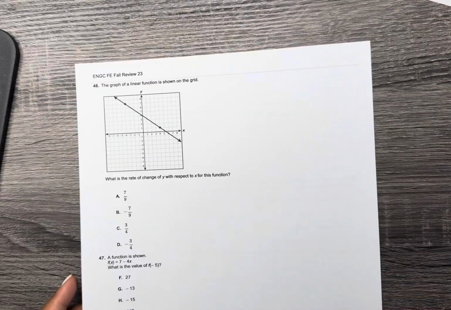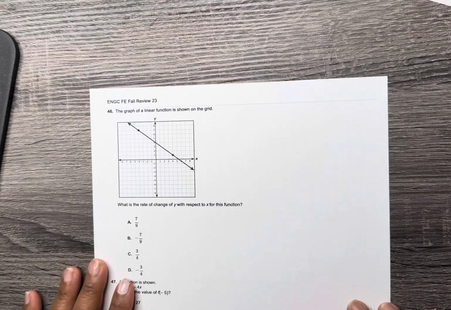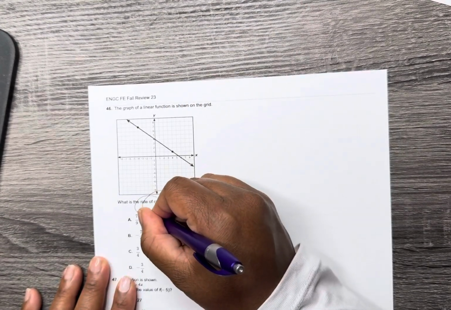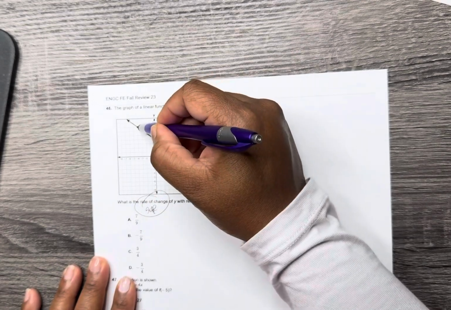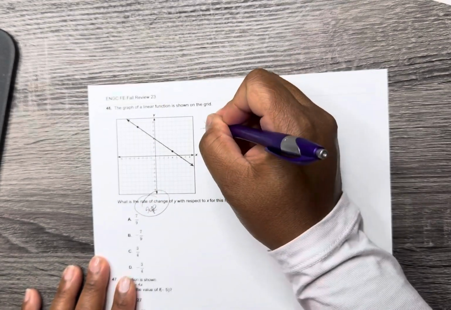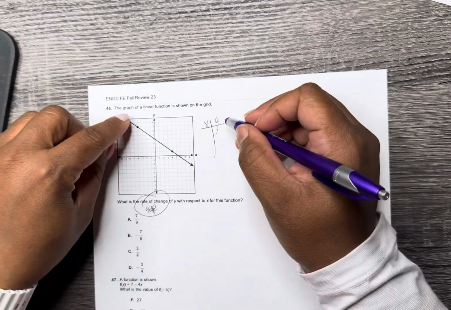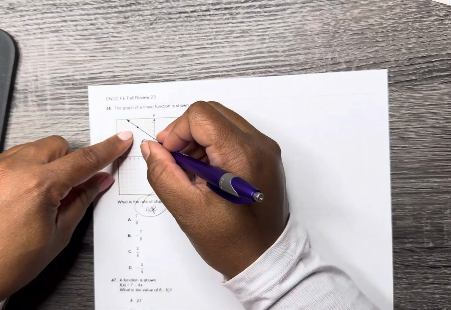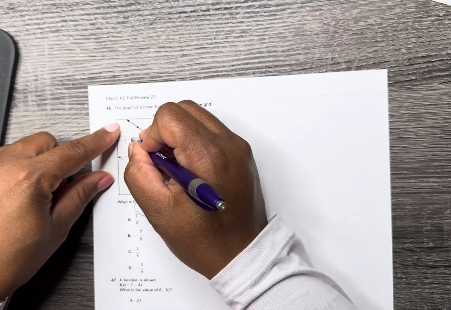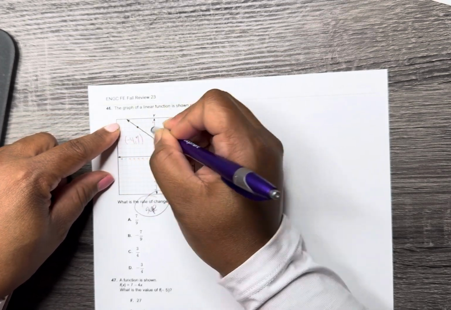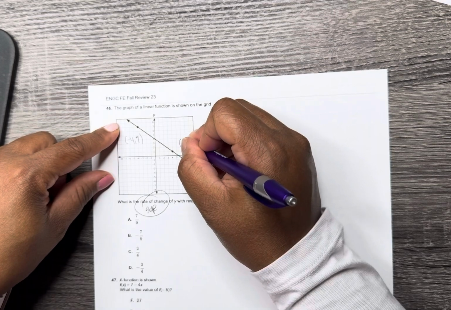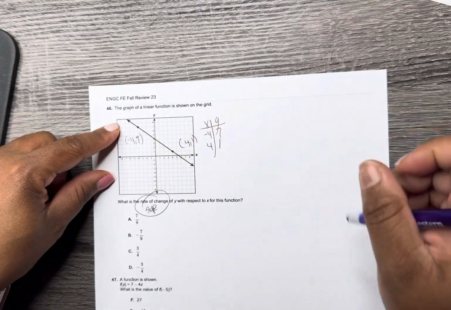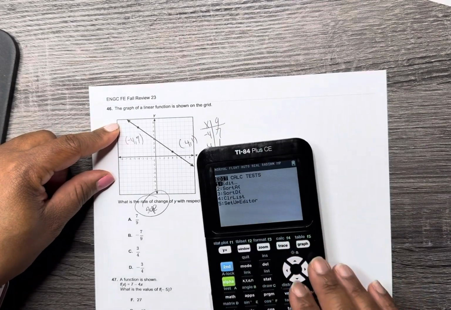Now, when we look at 46, it says here's the graph. It's asking for the rate of change. Remember that's slope. See how they give us 2 points? Let's just put that in a table and plug it in the calculator to find the rate of change. So this point is (-4, 7) and this point is (4, 1). Plug that in the calculator.